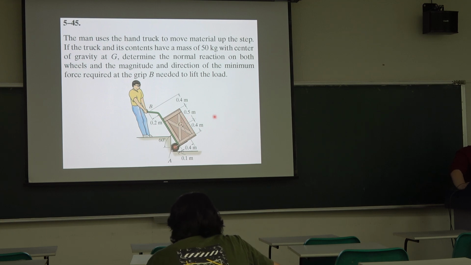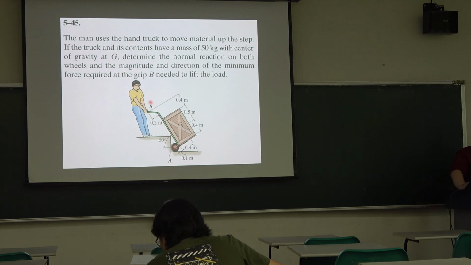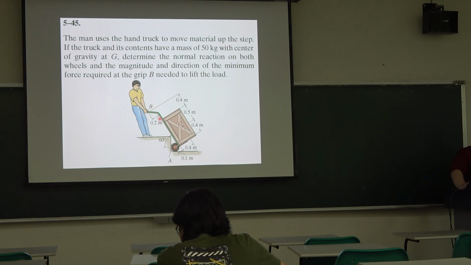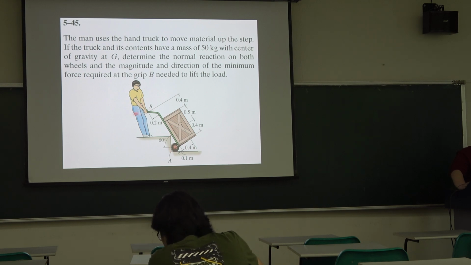Okay, so we have maybe objects one and two, and we can also see them combined together as one object. We have one support here, and we put one force here. So we can draw the free body diagram first.